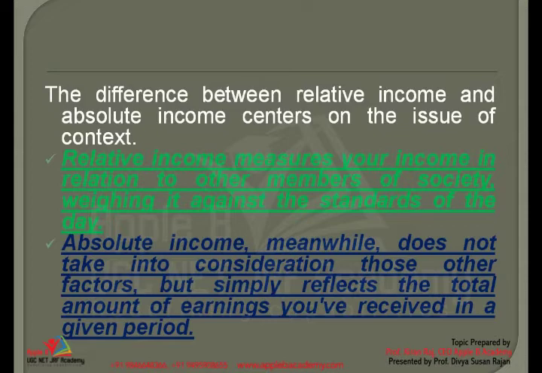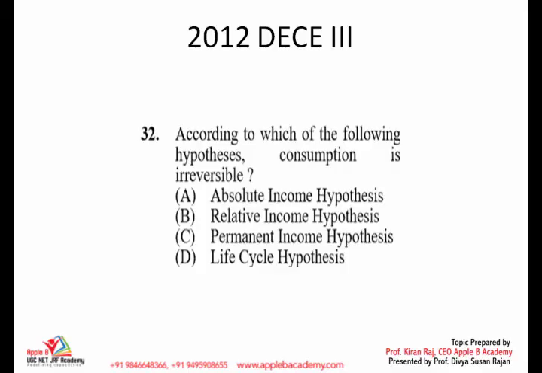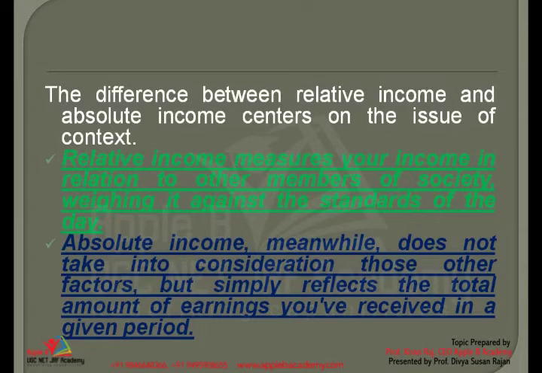Now, what is this issue? Relative income measures your income in relation to the other members of the society, weighing it against the standards of the day. Now, absolute income, on the other hand, does not take into consideration those factors, but simply reflects the total amount of earnings you have received in the given period of time. So this is the concept of relative income hypothesis.